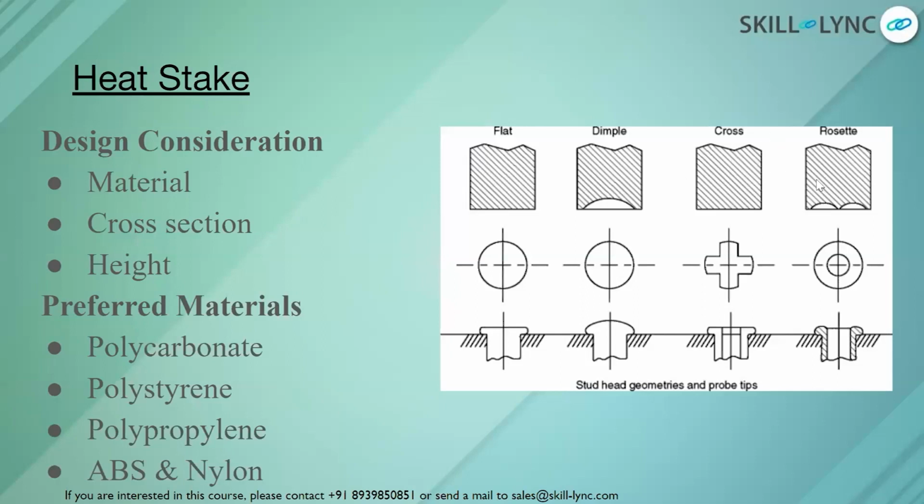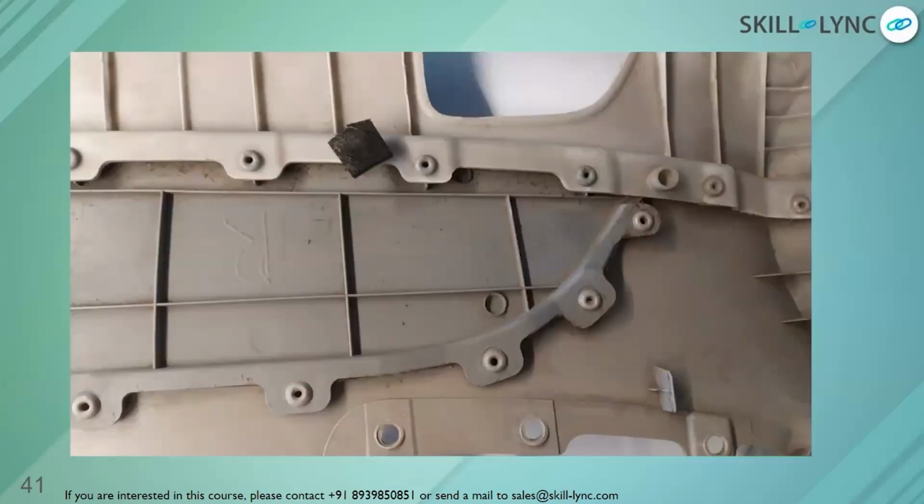It can be a cross shape or it can be a rosette shape. So in the last row you can see how the finalized product will look. There can be a hollow heat stake as well as a solid heat stake. Based on the area of usage it varies, or based on the manufacturer it varies accordingly. So that being said, this is basically how the heat staking will look.